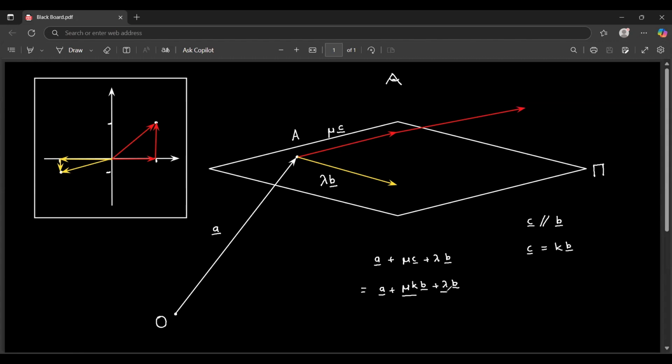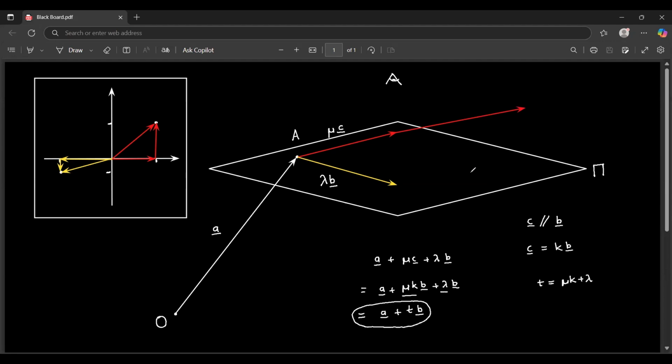Since all these are parametric values, k is not a parametric value, it's a constant value, but since you are multiplying it with the parametric value, it becomes a parametric value. So all this will represent some t, where t equals mu k plus lambda, and it will be a plus tb. We know this is the vector equation for a line. That's why we say C should not be parallel to B, but at the same time, C and B should be parallel to the plane.